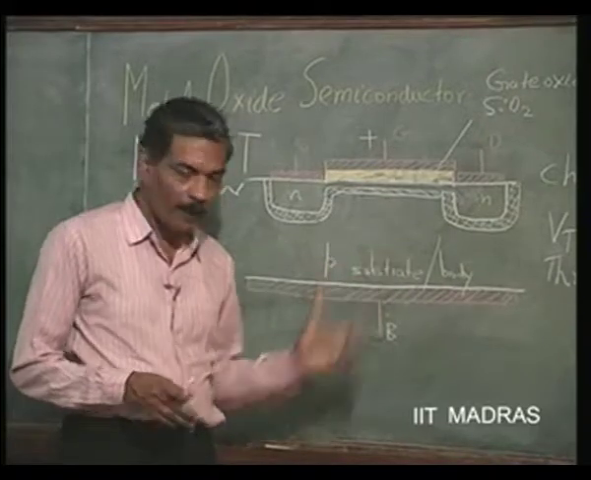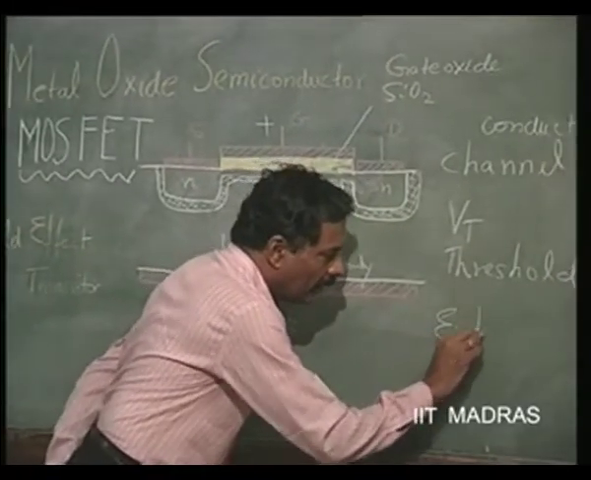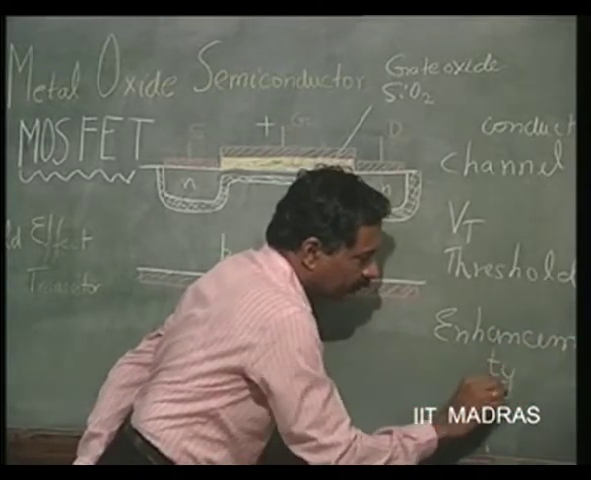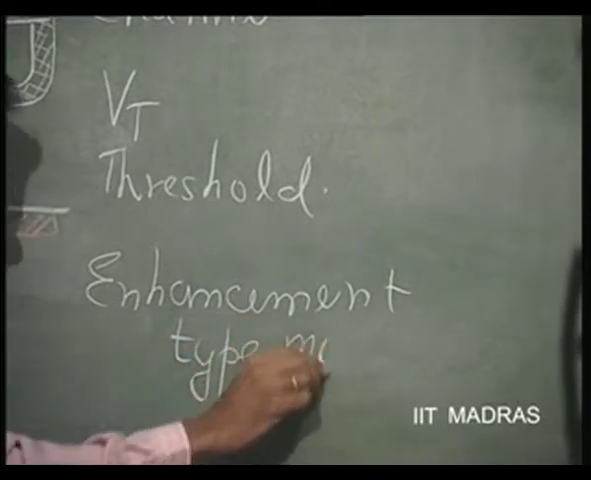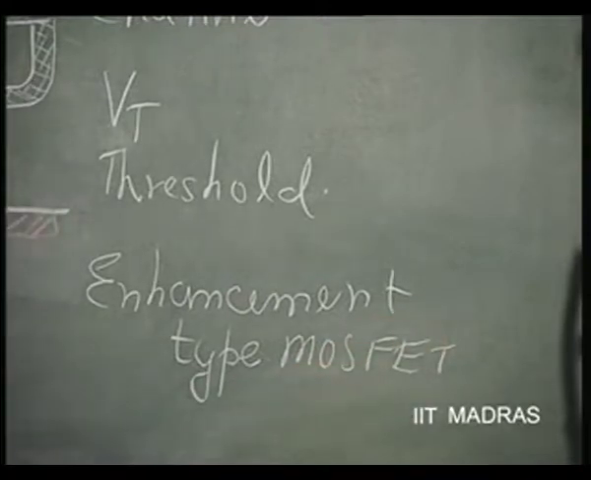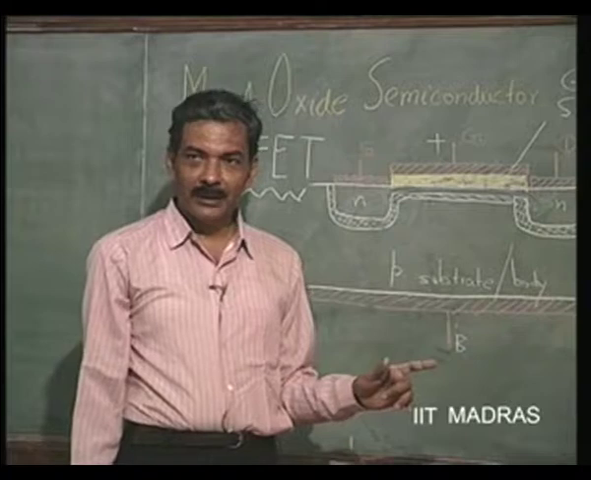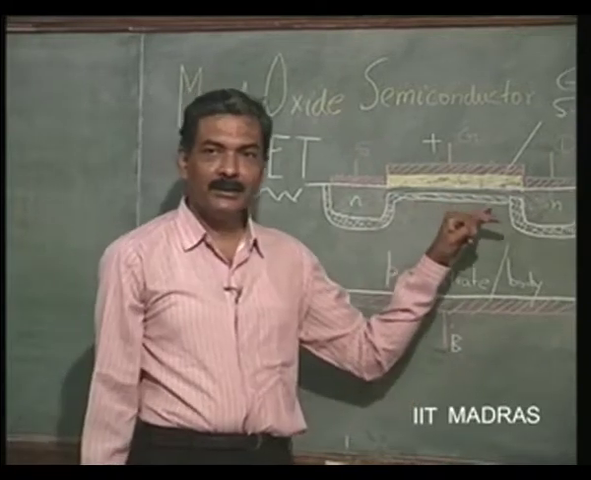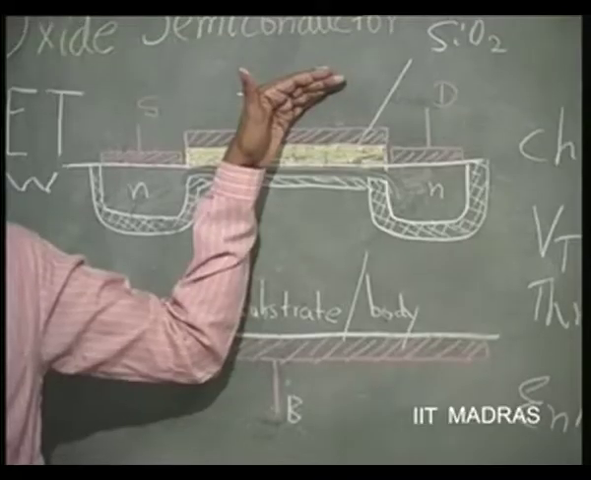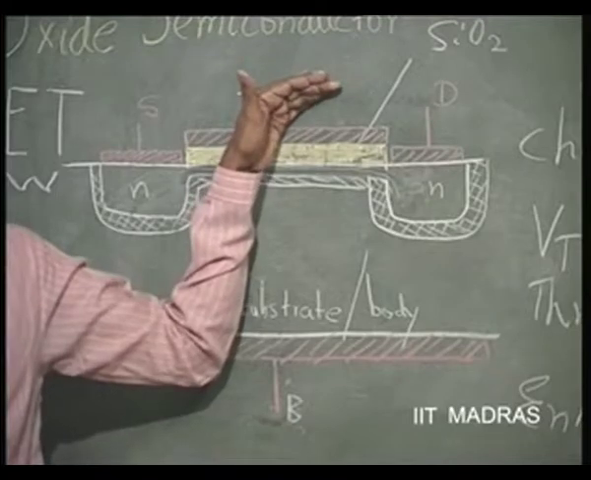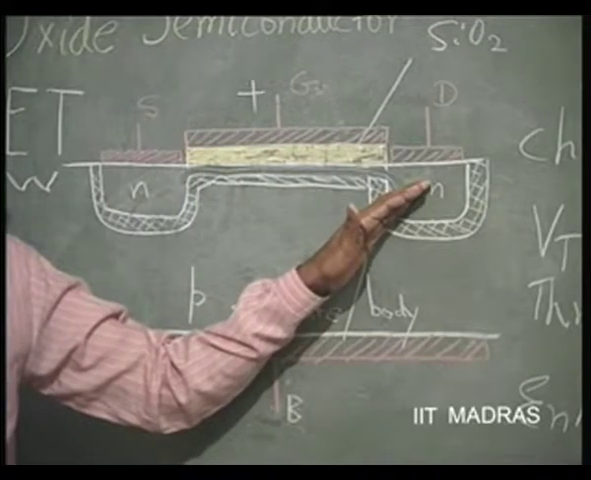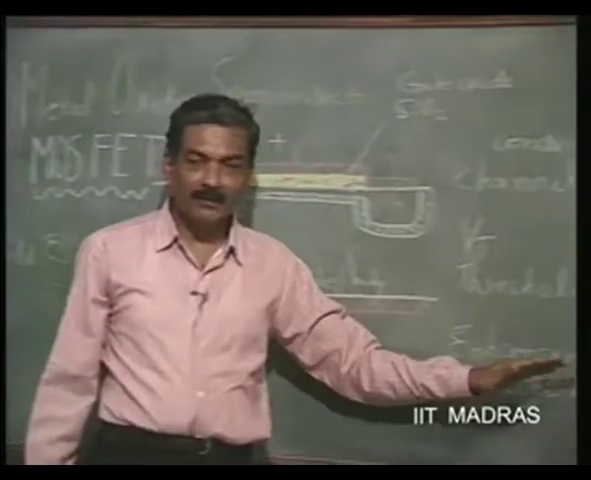This is called enhancement type of MOSFET. Why? The channel is formed by enhancing the conductivity of this by applying a voltage. Therefore, the channel can be only formed by applying a voltage, and only then can it conduct. So, this is called enhancement type of MOSFET.